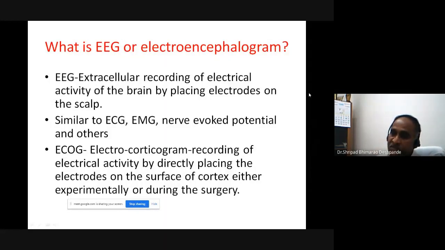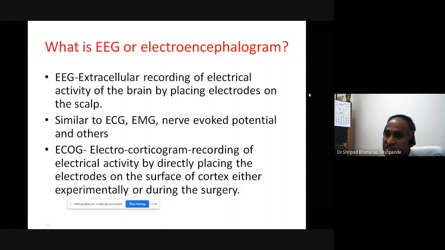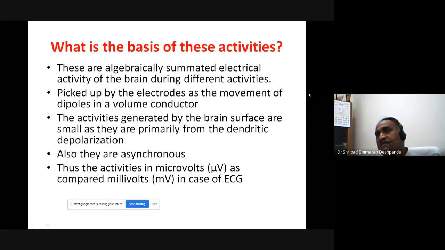Wherein we want to see the activity when somebody is doing some surgery near the thalamus or some other areas, how they are doing, what is happening, which fibers are being activated. So during that time, it may be useful during the intraoperative period in neurosurgery. Okay, now coming back, what is the basis of these activities?